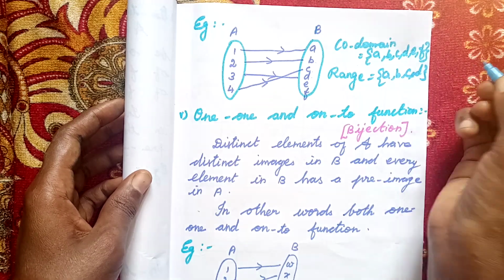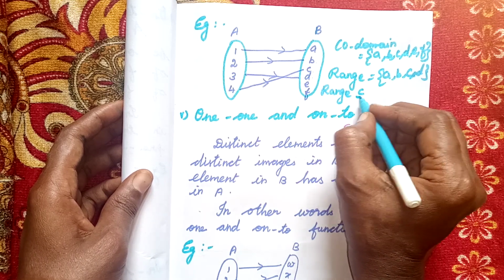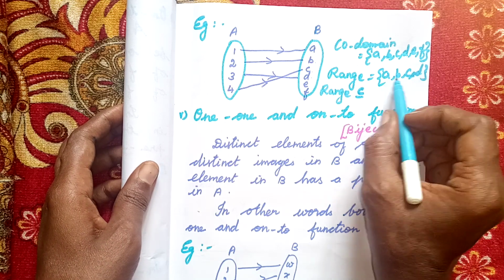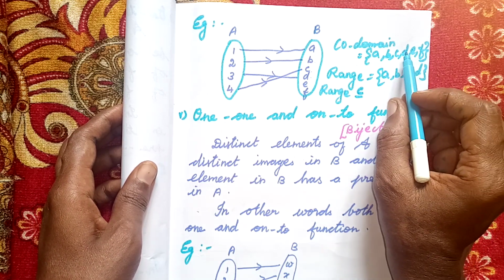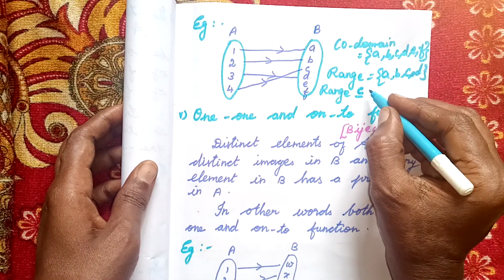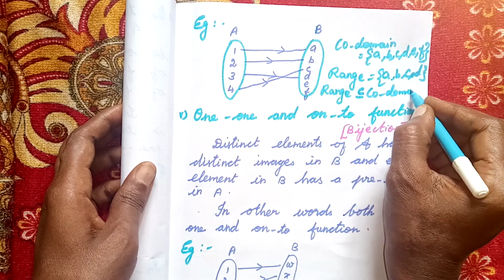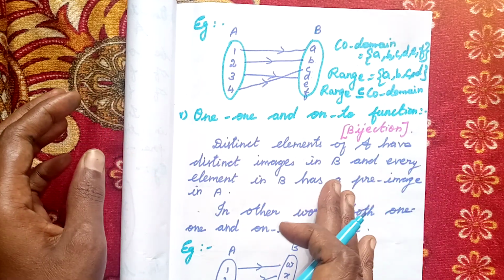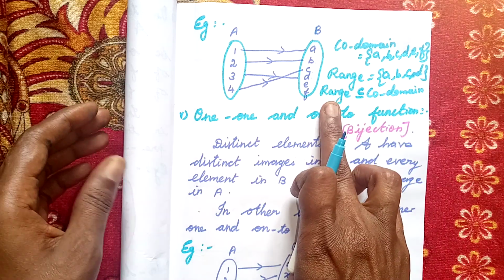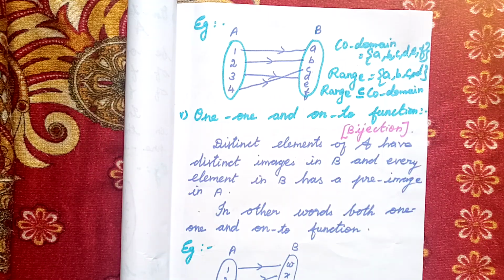Here the range is a proper subset of the codomain. Proper subset, as you have studied in 9th standard, means the range has only A, B, C, D, while the codomain has A, B, C, D, E, F. In an onto function, the range is equal to the codomain. Here the range is a proper subset of the codomain. Therefore, it is an into function.